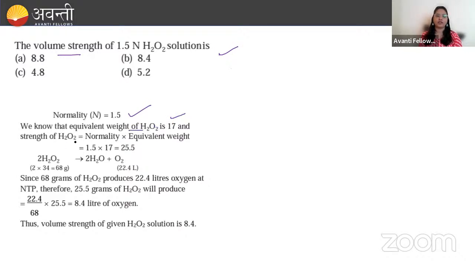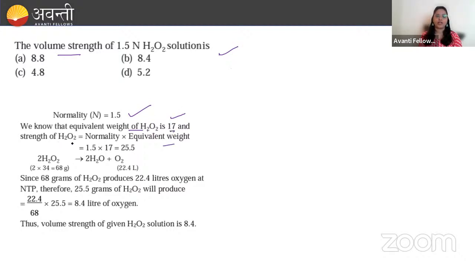Okay, and why is the strength 17? Because 2 hydrogen and 2 oxygen are present. When you sum this now, what will you get? You will get 2. So that's why the equivalent weight is the molecular weight divided by 2. So you will get an equivalent weight of 17.